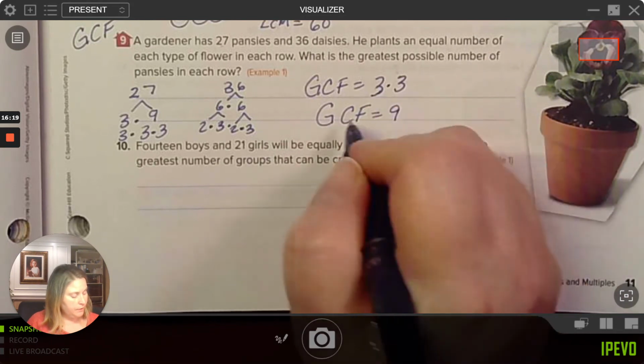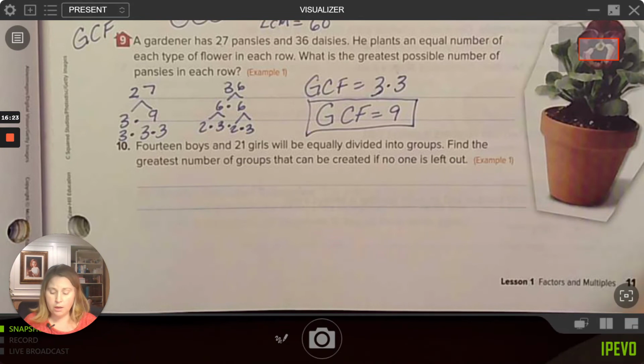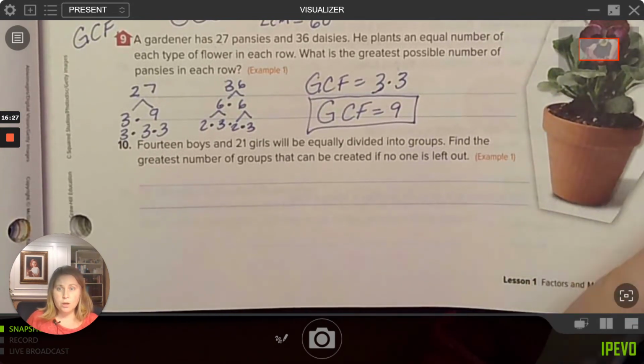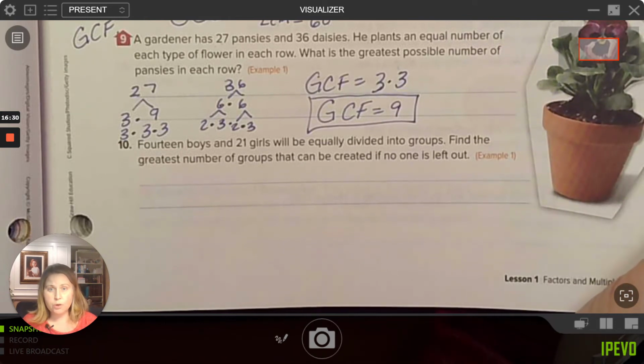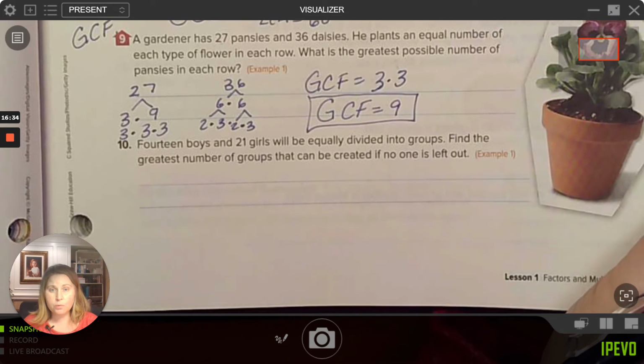So our GCF is 9. So we can plant 9 flowers in each row, or 9 pansies in each row, excuse me. Number 10, 14 boys and 21 girls will be equally divided into groups. Find the greatest number of groups that can be created if no one is left out.